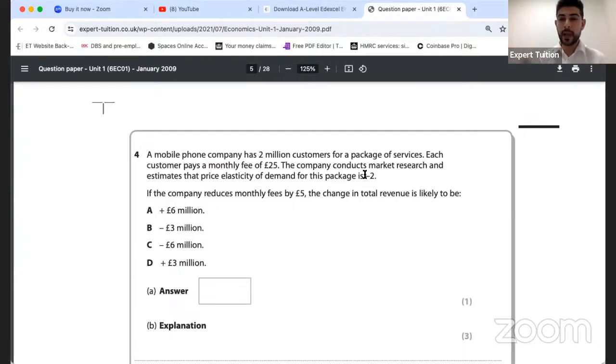Right, there's a lot going on here. In your exam, it's very important that you underline or highlight the important parts of a question so that your eyes are drawn to them. So here, clearly, 2 million customers is pretty important. The fact that they're initially paying £25 and that the PED is -2. Now, the other thing is that they reduced the monthly fees by £5. To clarify, that is not that they cut the price all the way down to £5. It's a common mistake. They cut it to £20. So we have a variety of different options in terms of what the change in revenue is going to be.